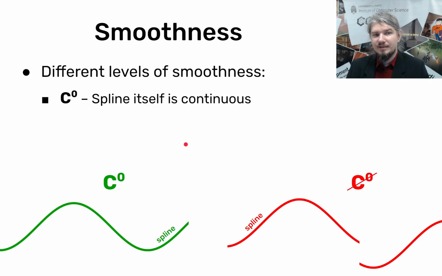But coming back to the C smoothness class, if we have C0, this means that the spline itself is continuous. The zeroth derivative, the function itself, needs to be continuous. For example, here on the left, we have this continuous spline. But on the right, this spline goes here, and then it suddenly jumps to another location and continues from there. So this is not continuous because there is this hole in the spline.